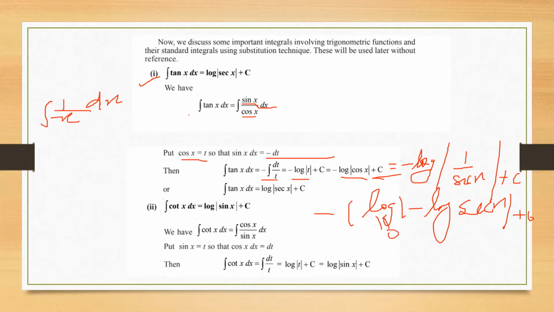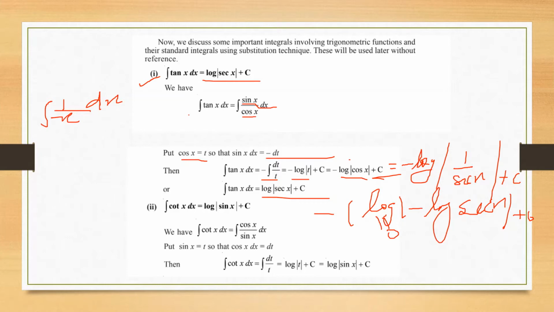And this minus will merge to give me plus log secant x plus c. So you can put the integral of tan x by both values, like log mod secant x or minus log mod cos x, and we use whichever we need as per our question. In general, most of the time minus log mod cos x is taken into consideration.